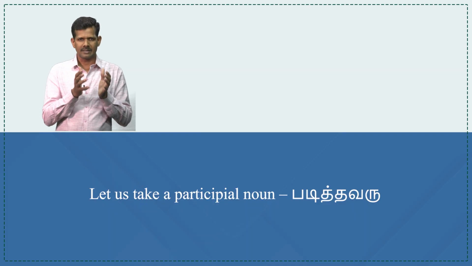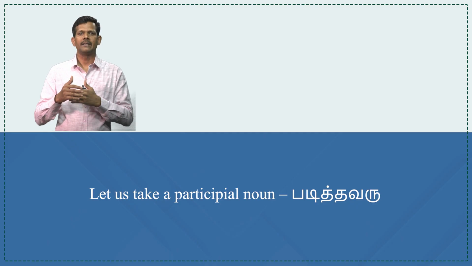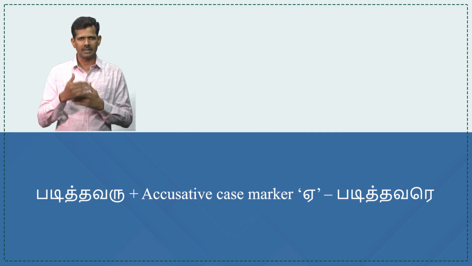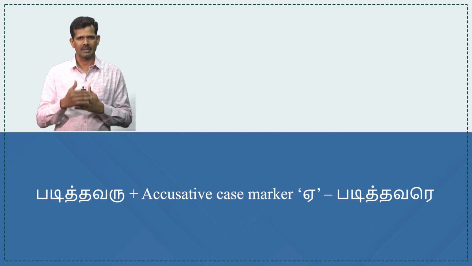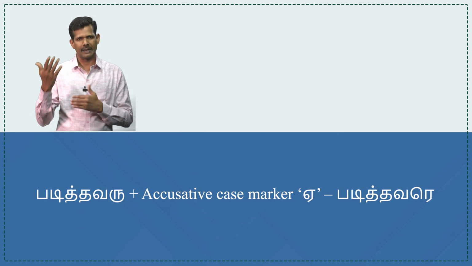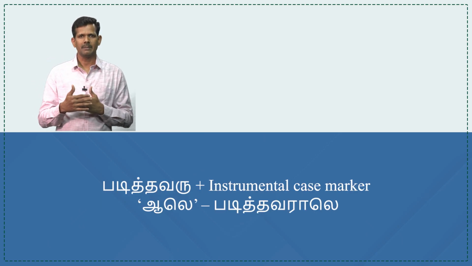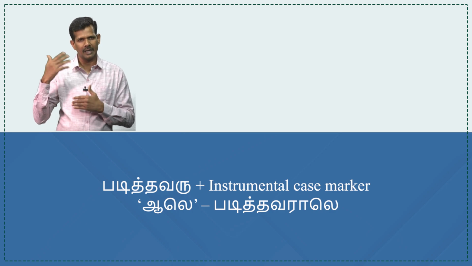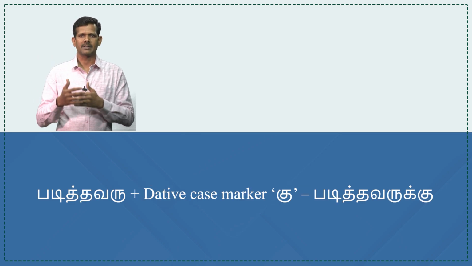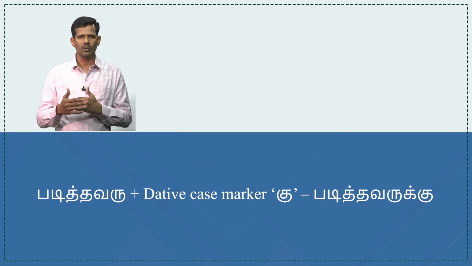Let us see the declension of case markers with the participial nouns. Let us take a participial noun படித்தவர். படித்தவர் plus accusative case marker ஏ, படித்தவரே. படித்தவர் plus instrumental case marker ஆலே, படித்தவராலே. படித்தவர் plus dative case marker கு, படித்தவருக்கு.